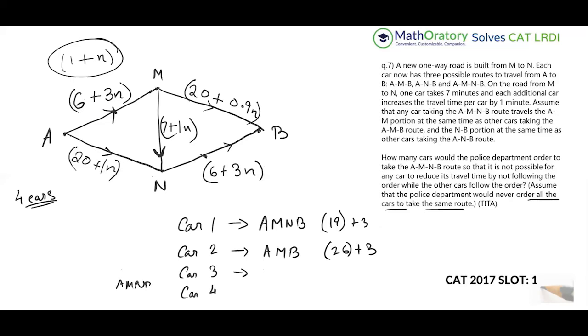So this is for car 3 choice. Just understand that, I believe. So car 3, the base value, if it goes via AMNB, that's 676. So that is 19 minutes. So that is the base value.